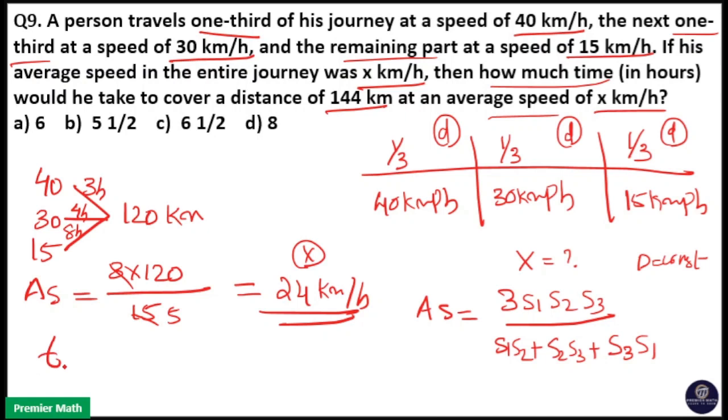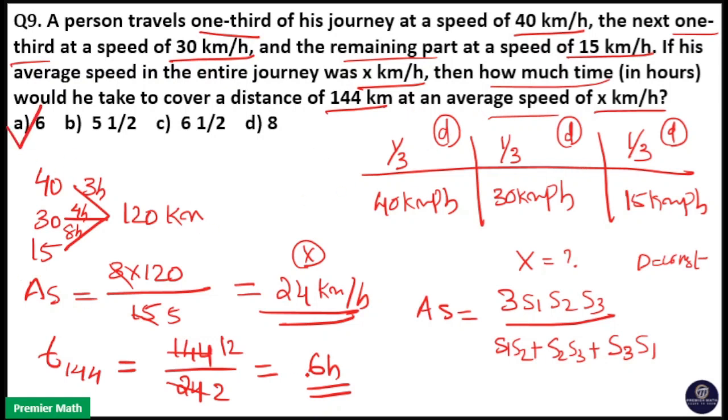So the time taken to cover 144 km at an average speed of 24 km per hour is 144 divided by 24. 12 into 2 is 24, and 12 into 12 is 144. That is 6 hours, the time taken to cover 144 km at average speed x. So option A is your answer.